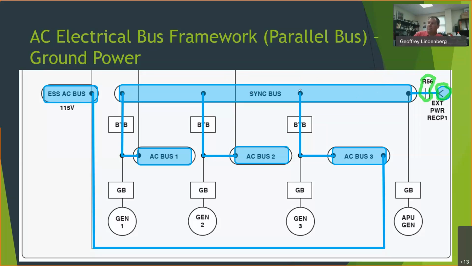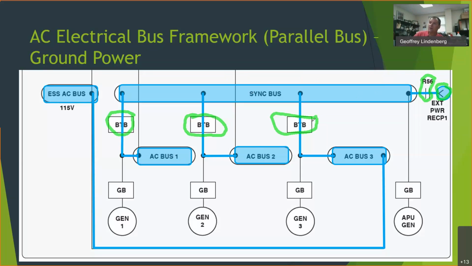And then we need to drop the sync bus down to each of our main AC buses. That's those 3 switches you turn on, typically left to right, 1, 2, 3. Those are these bus tie breakers right here. You're turning on 1, you're turning on 2, and you're turning on 3.